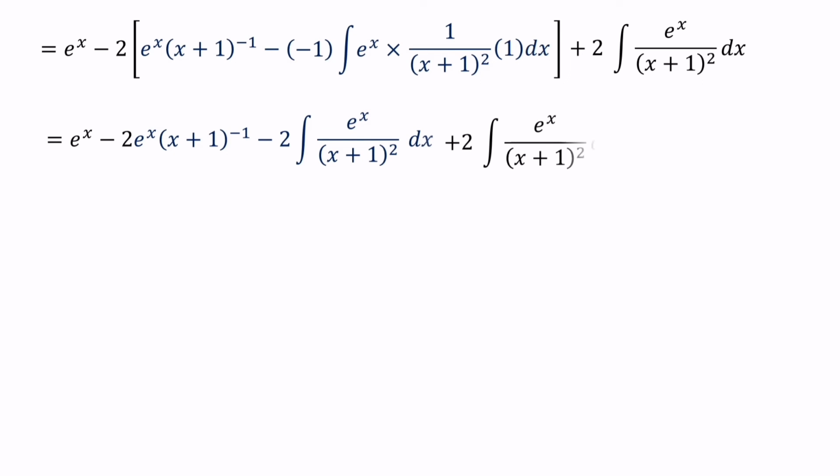Now we can cancel out the minus 2 integral e to the power of x over x plus 1 perfect square against the positive 2 integral e to the power of x over x plus 1 perfect square. Then we can get the final result as e to the power of x minus 2 times e to the power of x into x plus 1 to the power of minus 1.